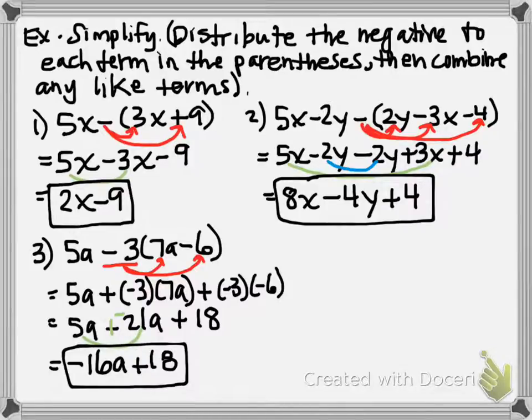Let's do another one. This time, I'm not going to give you any variables. So we got 3 times the quantity 4 plus 2, minus, and then braces, 7 minus brackets, 4 minus parentheses, 6 plus 5.